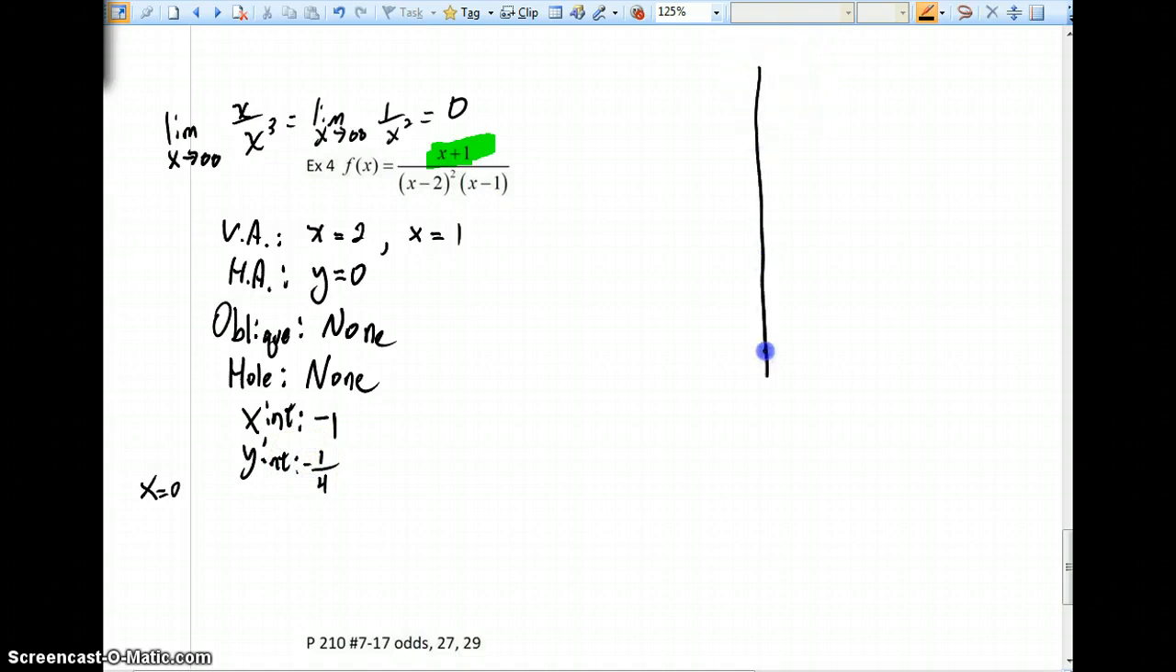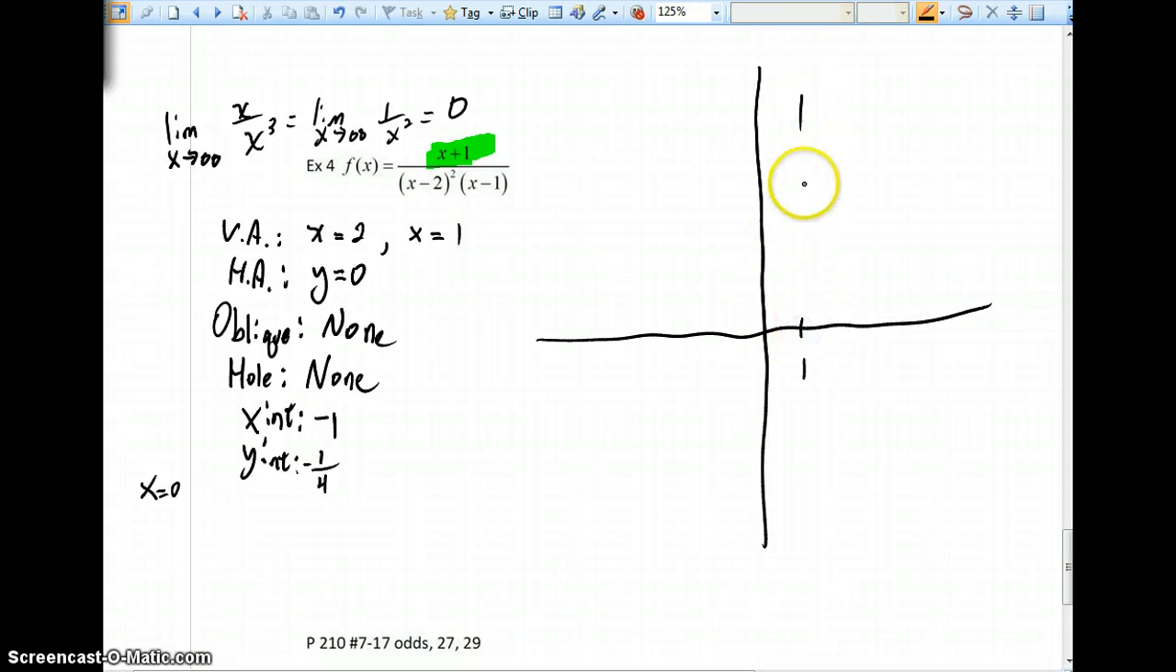Alright, well, let's go ahead and quickly make ourselves a little sketch. It looks like we're going to have a vertical asymptote at x equals 1. Make that dotted. Looks like we will also have a vertical asymptote at x is equal to 2. Very close together, you might notice. y equals 0, we're going to have our horizontal asymptote.